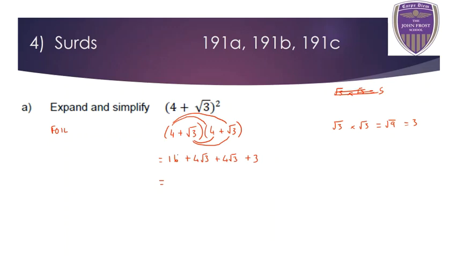So I collect together my integer terms, which is this 16 plus the 3. That gives me 19. And then I add together my terms that contain root 3. So I've got 4 root 3 plus another 4 root 3. Altogether, 4 plus 4 gives me 8, so I've got 8 root 3. And that is my final simplified answer because I can't add those two terms together.